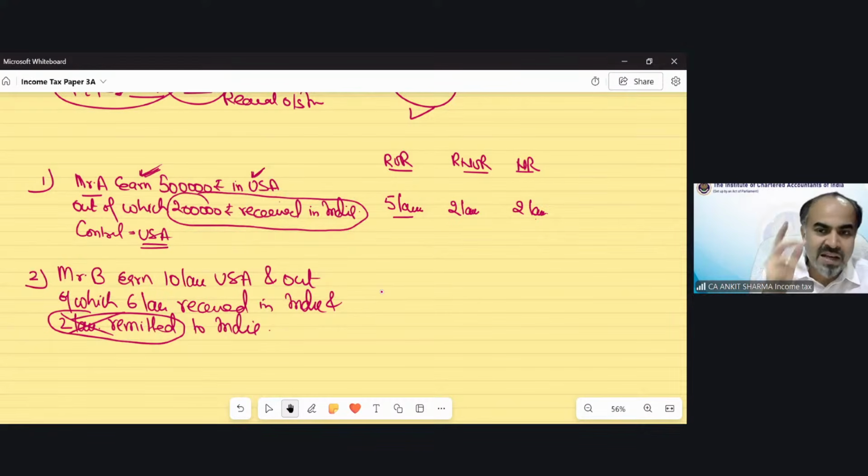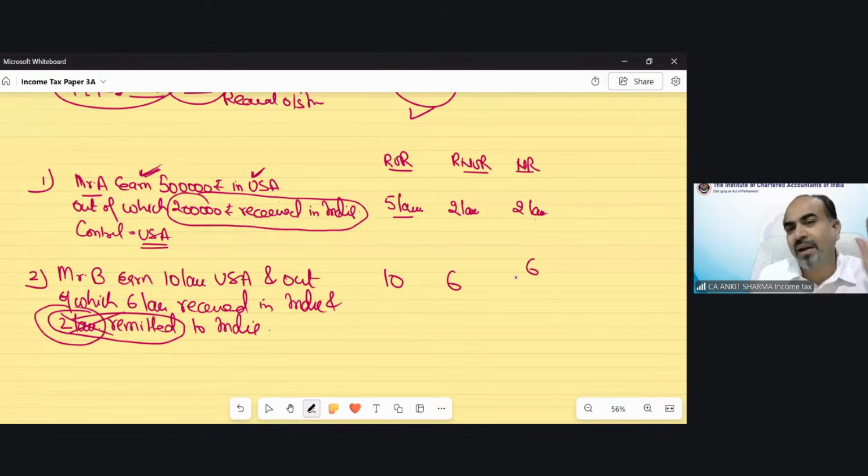So now if I ask you what would be the correct amount of taxed income in these three categories: of course, in case of ROR, it would always be 10. In case of RNOR, it would be 6 lakh. It would be 6 lakh in case of non-resident. So if you read this information, I believe you are going to do something, so please ignore that information. If you ignore it, you will get the correct answer automatically.